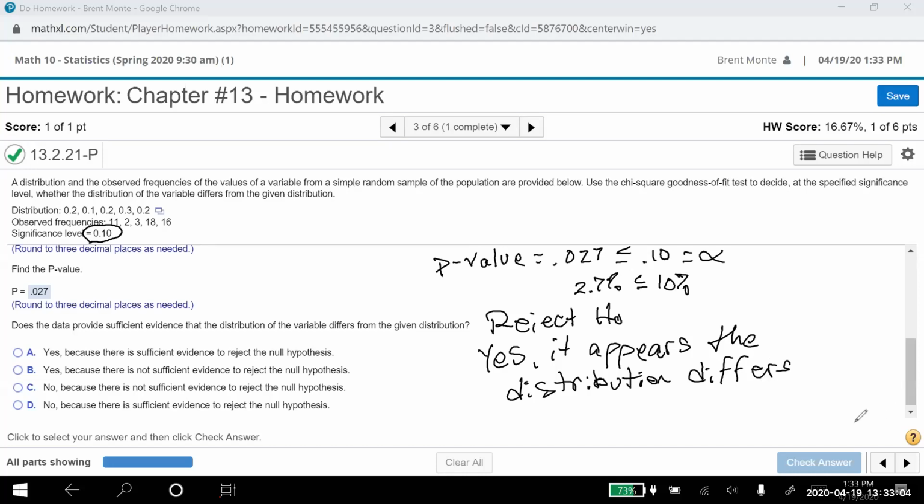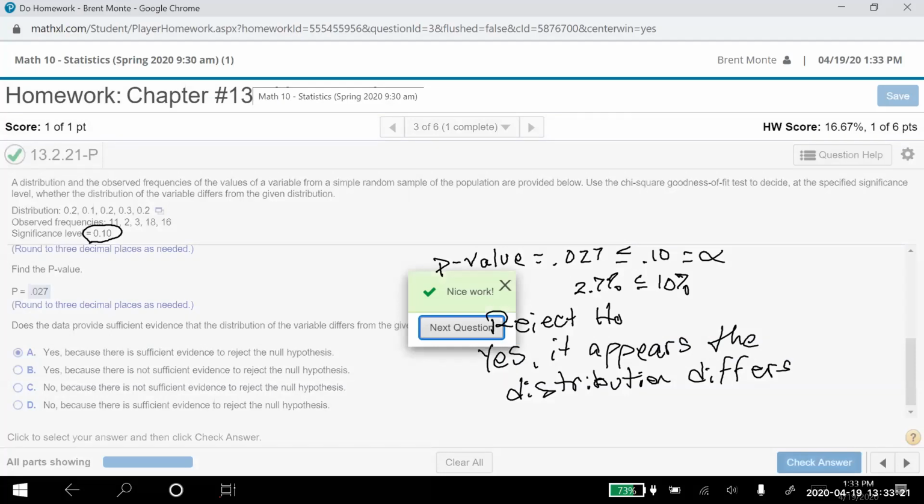Okay, so we have that. So if I look over to see which one it is, does the data provide sufficient evidence that the distribution of the variable differs? So we're going to say yes, because there is sufficient evidence to reject the null hypothesis. I'm not even going to read the rest. We know it's A, and we're right. Okay, so that's the way we're going to do the goodness of fit chi-square test. So pretty straightforward, just like any of the other hypothesis tests we've done before. We're still just comparing the p-value to alpha and determining whether or not to reject the null hypothesis.